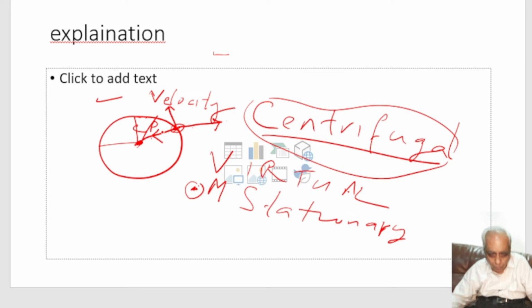Now, suppose the string is in this position and the string snaps. The velocity was in this direction, tangent. So as soon as the string snaps, the stone will continue to move with the same velocity in the direction of the velocity. The stone would be here after 1 second, here after 2 seconds, and so on.